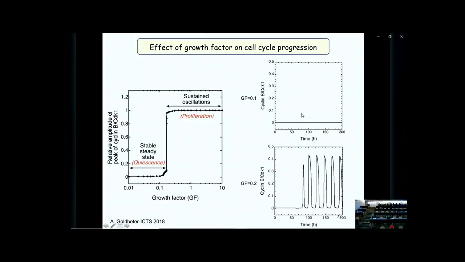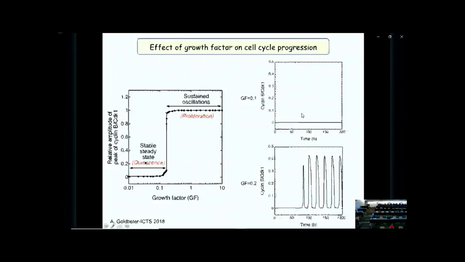So in dynamical terms, we have a transition from a stable steady state to oscillations around an unstable steady state. From a qualitative point of view, it is tempting to suggest that the stable steady state corresponds to a quiescent state, no proliferation, and sustained oscillations of CDK1 correspond to successive rounds of cell division. Now, this is shown here.